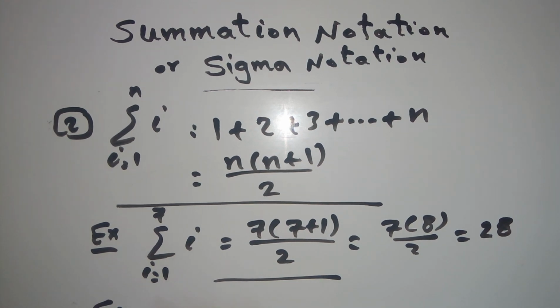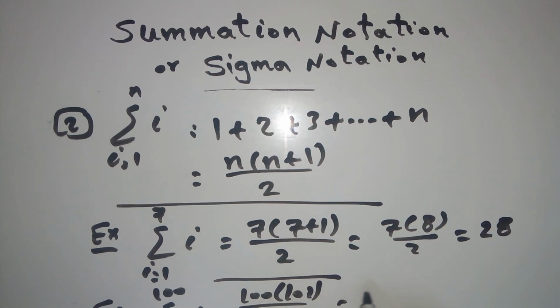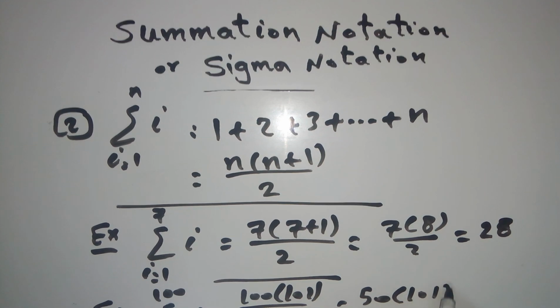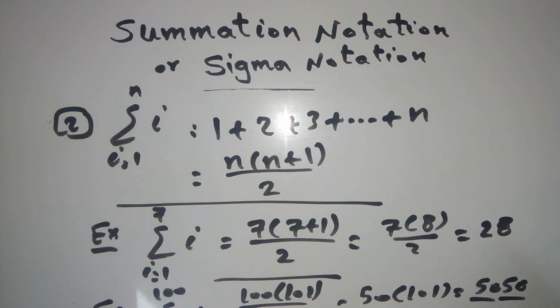Okay, another example. Summation from i equals 1 till 100 of i. What will it be? It will be 100 multiplied by 101 divided by 2. Then it will be 50 multiplied by 101. It will be here 0, and 5 multiplied by 1 is 5, it will be 5050.